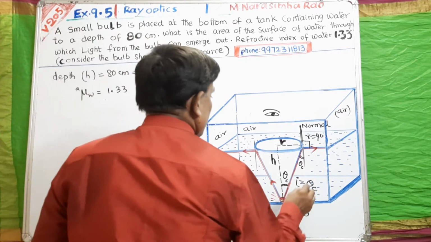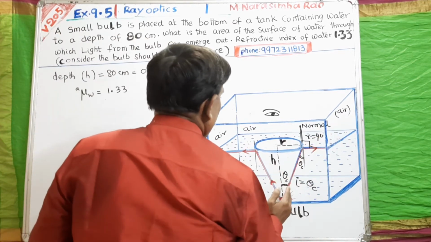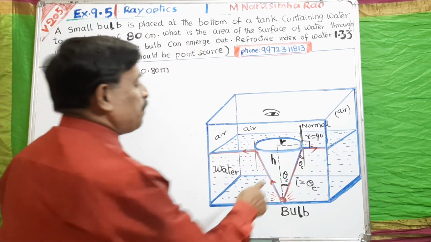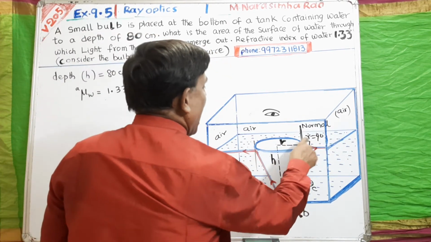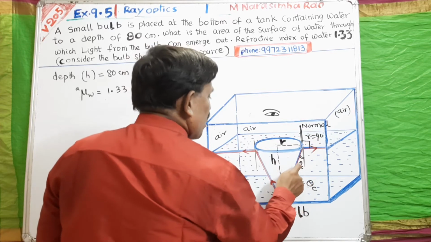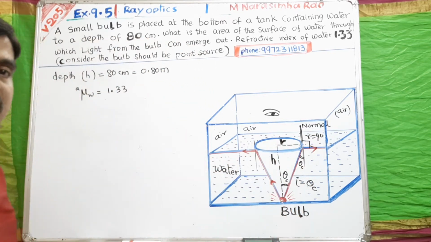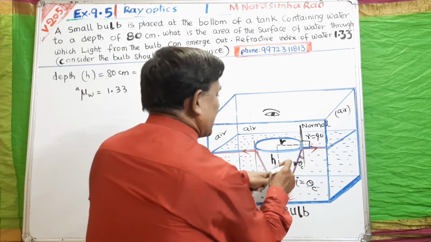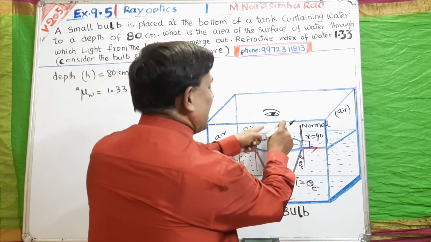The light ray is traveling from the denser to the rarer medium. The refracted light bends away from the normal. At a particular angle of incidence, the angle of refraction is 90 degrees. The corresponding angle of incidence we are calling the critical angle. Below this, if the angle of incidence is less than the critical angle, we observe the light.